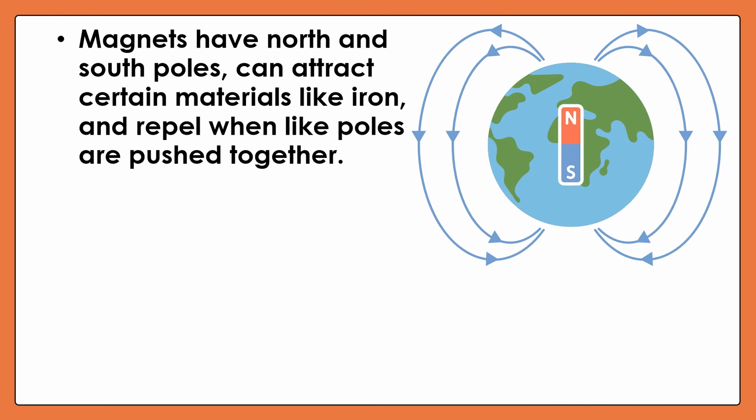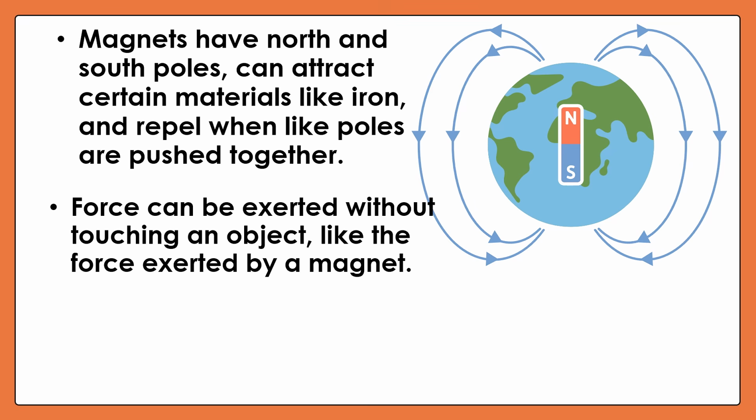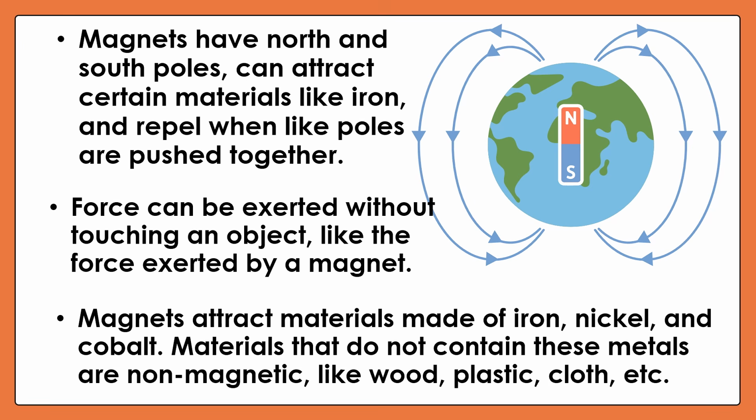Magnets have north and south poles, can attract certain materials like iron and repel when like poles are pushed together. Force can be exerted without touching an object, like the force exerted by a magnet. Magnets can attract materials made of iron, nickel, and cobalt. Materials that do not contain these metals are non-magnetic, like wood, plastic, cloth, etc.